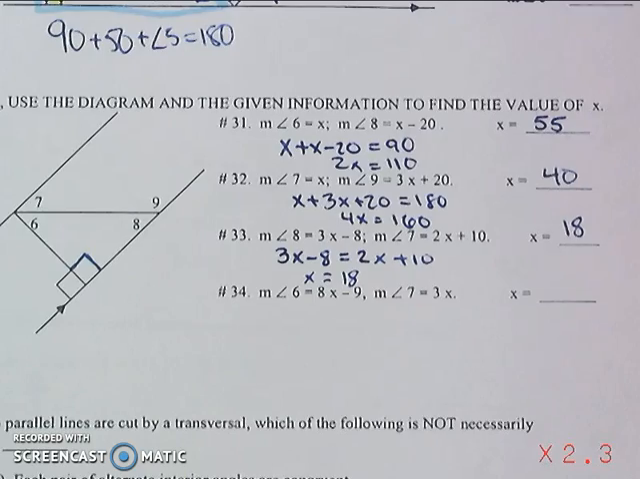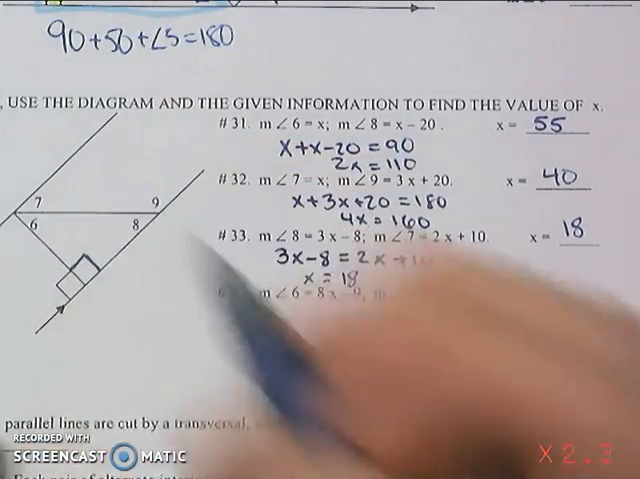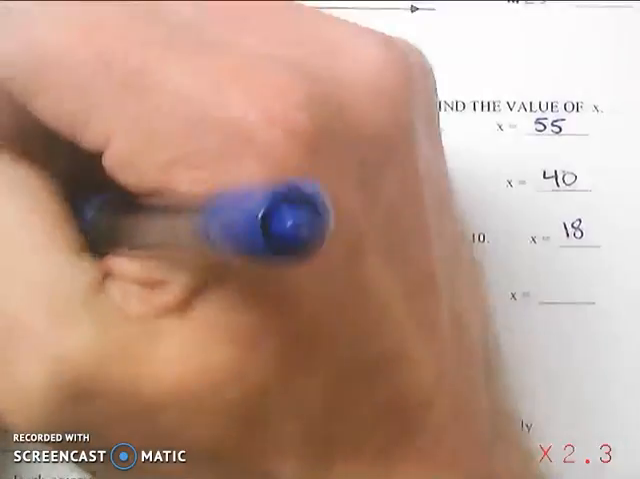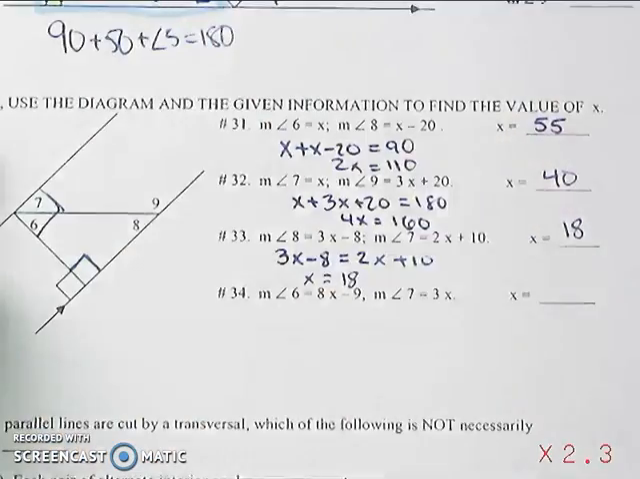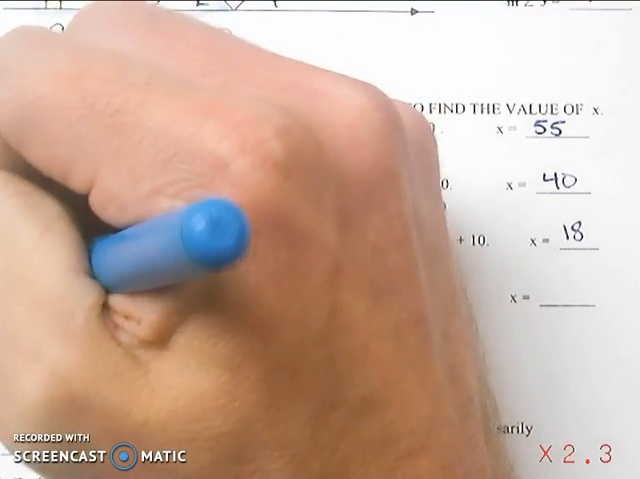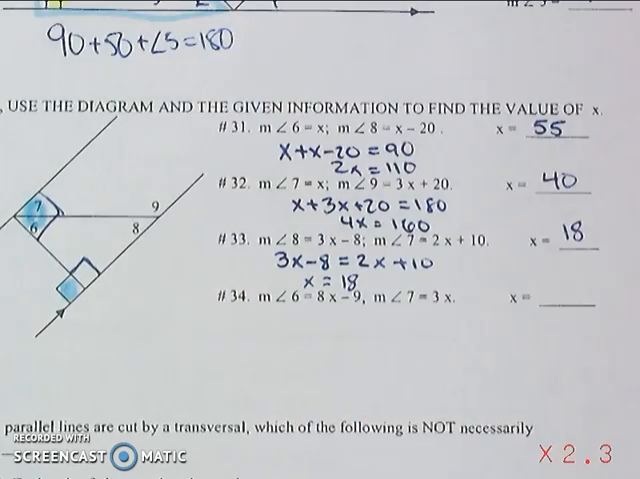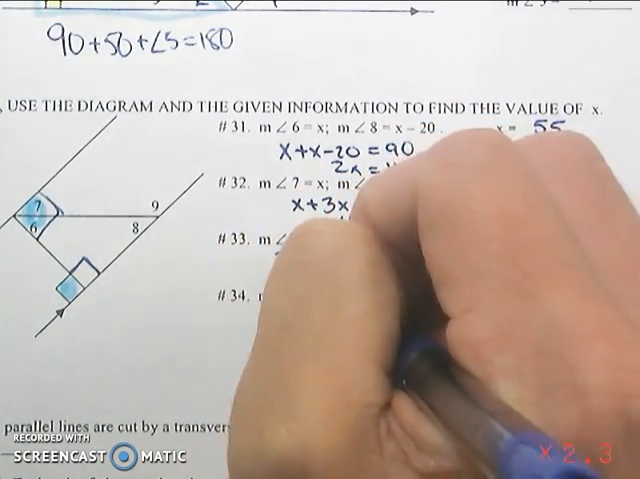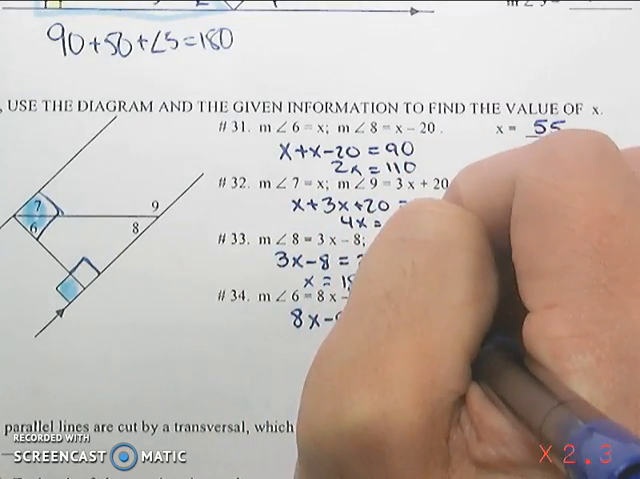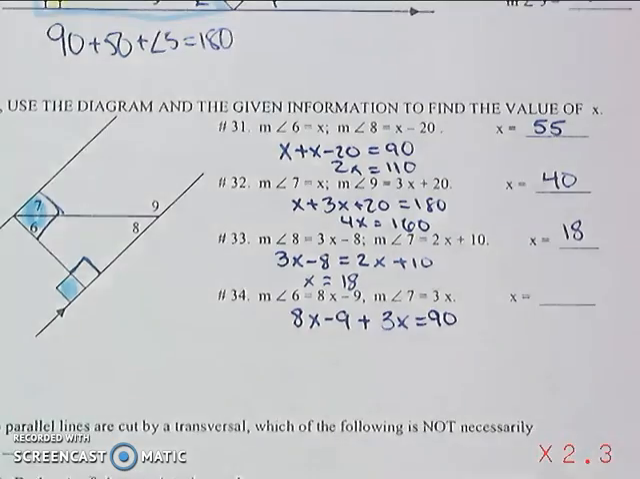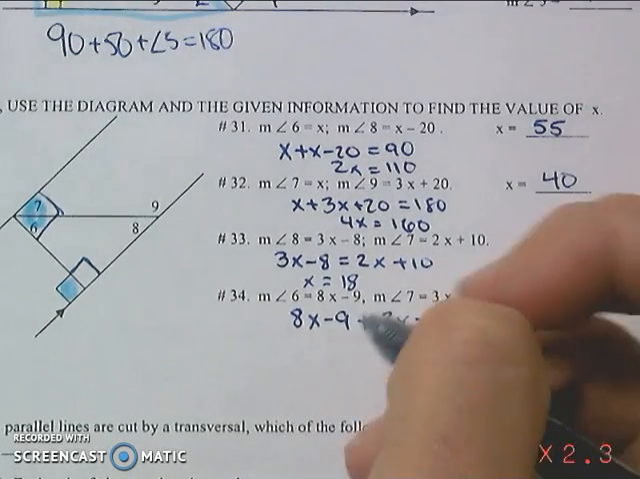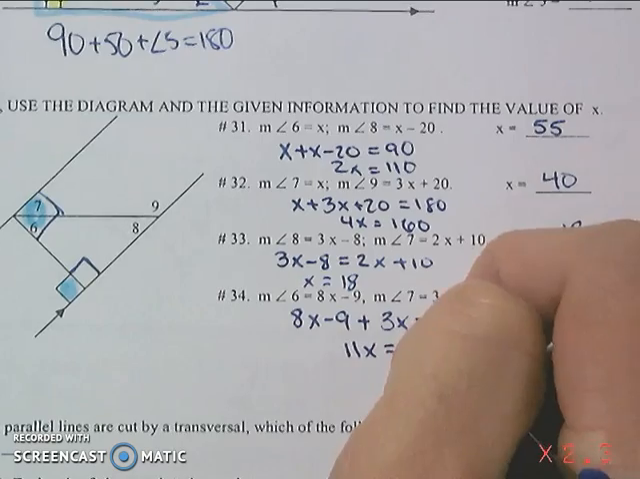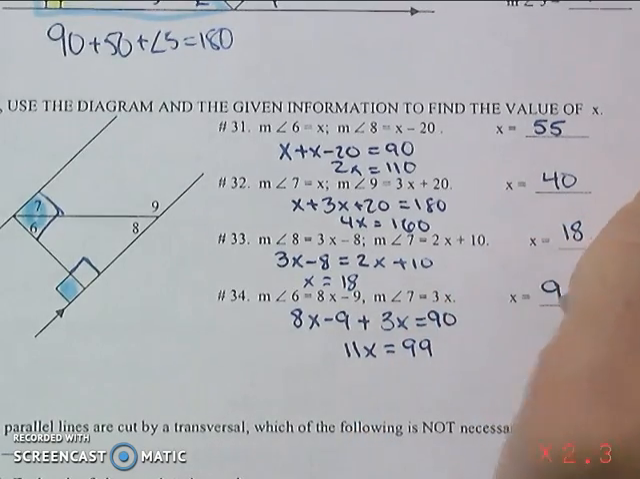Last but not least, 6 and 7. Well, if you look at 6 and 7 and this 90 degrees, I'm going to use a little highlighter here, these two angles are alternate interior angles. That means 7 and 6 are also 90, but since we have to add them to get that, we're going to write 8x minus 9 plus 3x should equal 90 degrees. Add the 9 over, combine like terms, and we get 11x equals 99, or x equals 9.